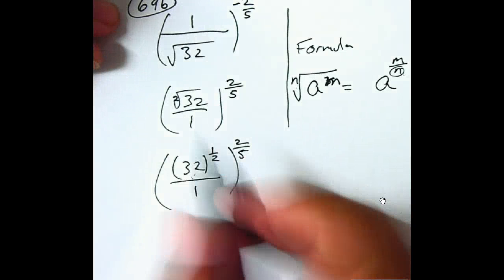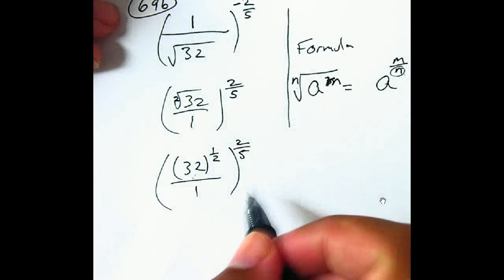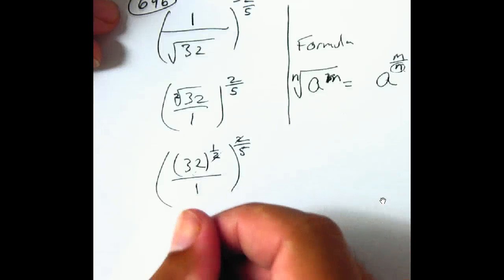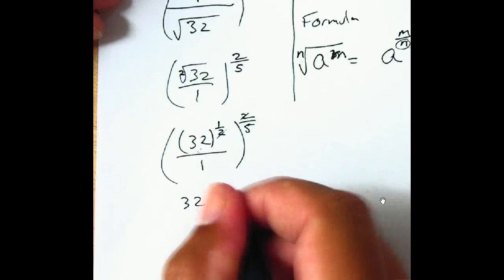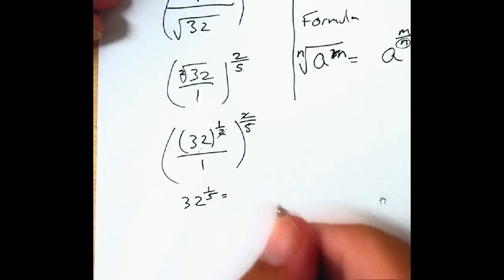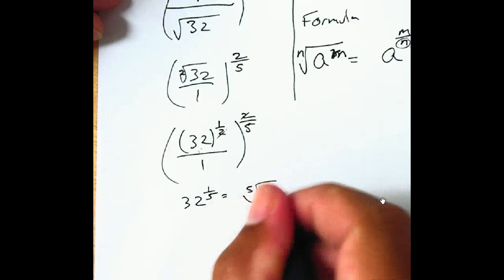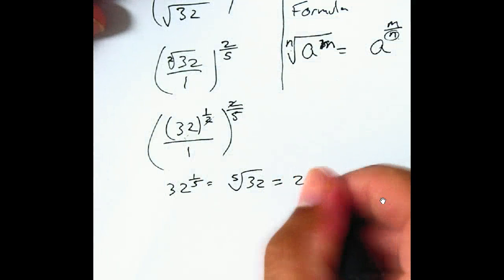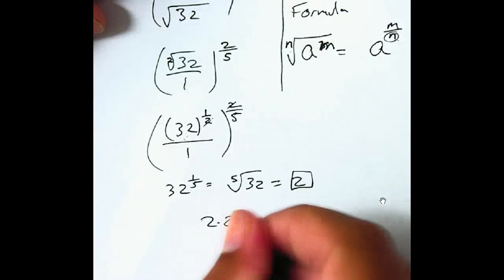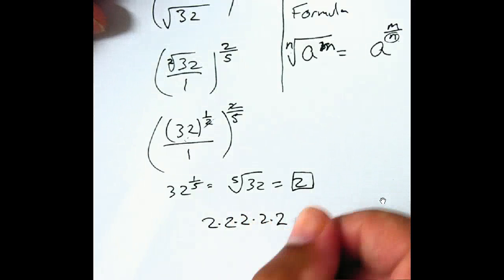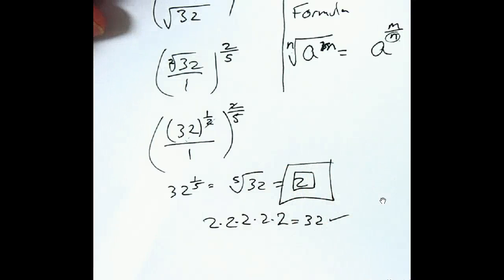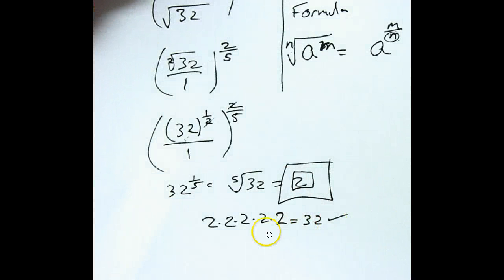Okay, so now we have two fractions that we are going to multiply, and if we cross cancel, the 2's cancel out, and we simply have 32 to the 1/5 power, which is equivalent to the 5th root of 32, and that reduces to 2. Why? Because 2 times 2 times 2 times 2 times another 2 equals 32. So 2 is the answer I'm looking for. And that is it.